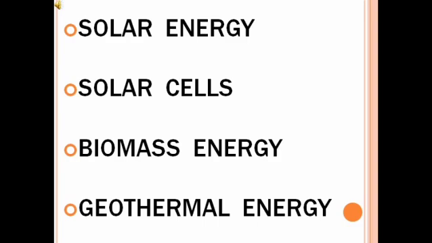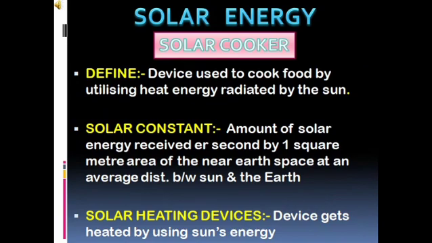Now let's get started. Well, what is solar energy? The heat energy which we get from the sun is your solar energy. Solar constant: the average distance between the sun and the earth is somewhat fixed, so the amount of solar energy received per second by 1 square meter area of the near earth space is your solar constant. Solar energy devices are devices which get heated by using the sun's heat energy, and they are designed in such a way that they help in collecting as much sun heat rays as possible.